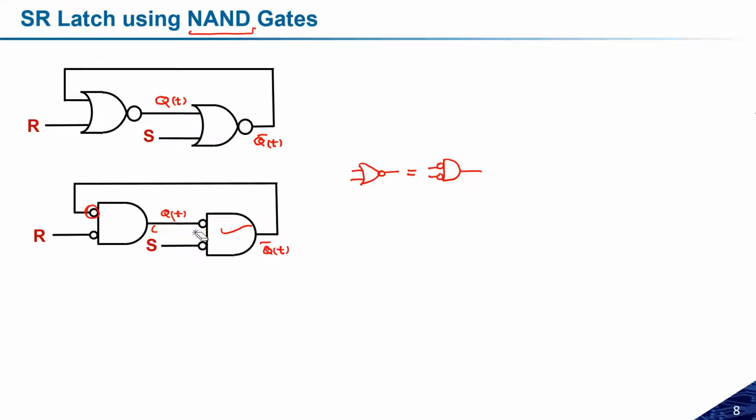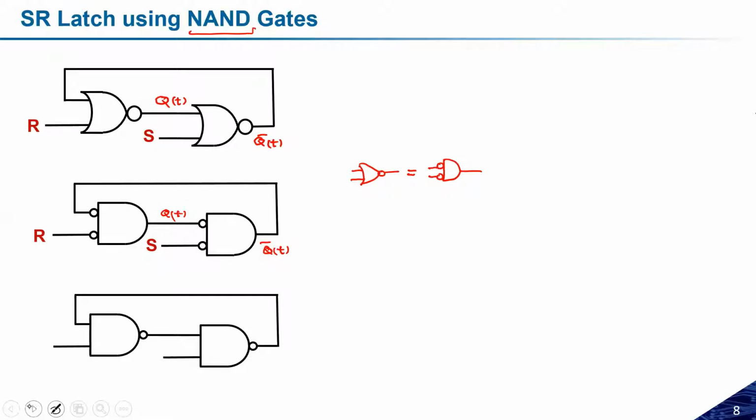Now we have another two inverters that are placed here, bubbled here and bubbled here. So the resultant circuit will be like this. Because of this complement, the input of this is the R complement. After passing through the bubble, I will get the complement. So here I will have R complement, here the S complement, and at this point I will get Qt, and at this point Qt complement.